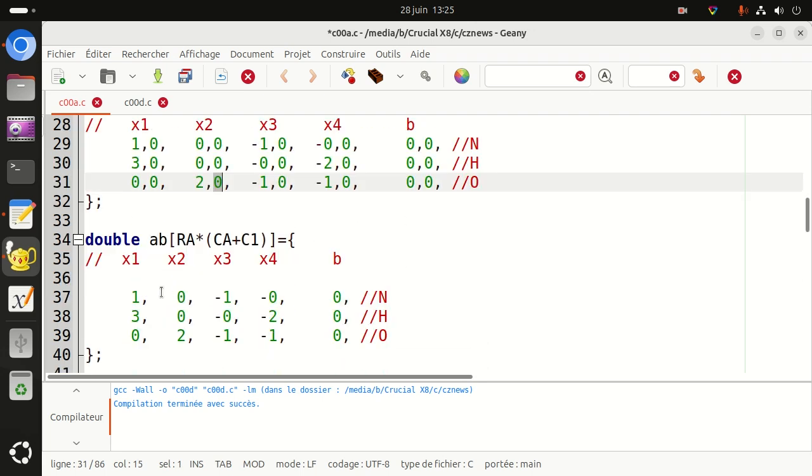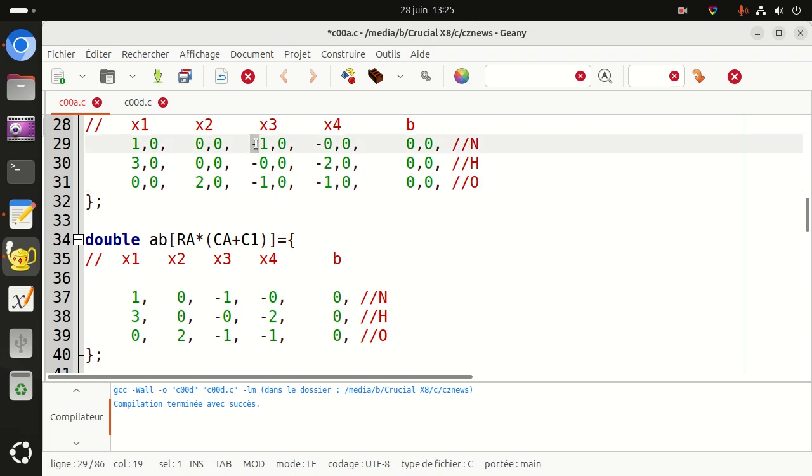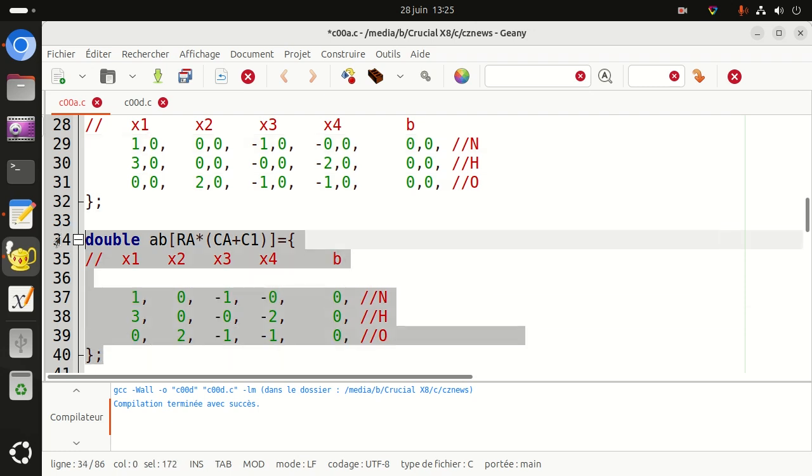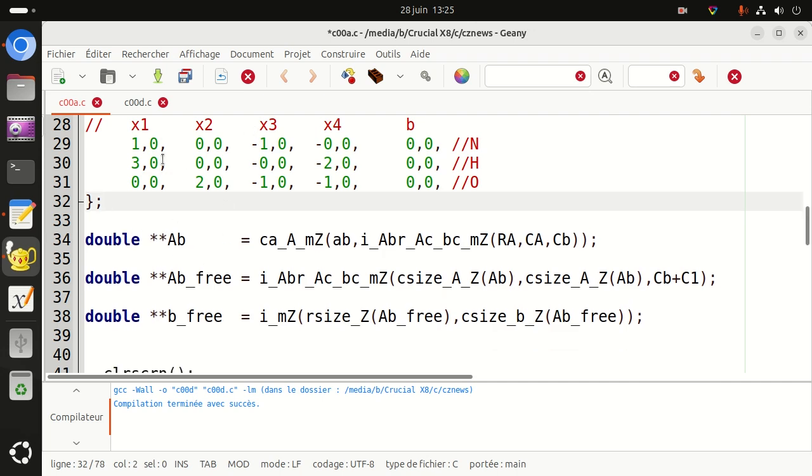Okay? So you have 1, 3, 1, 3, 2, 2. This is the real part of the complex value. Minus 1, minus 1, minus 1, minus 1, and minus 2, minus 1, minus 2, minus 1. This part is the imaginary part of the complex value.